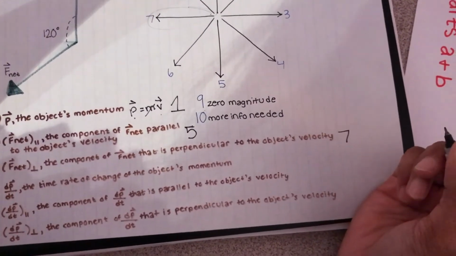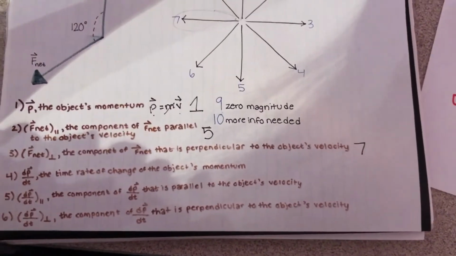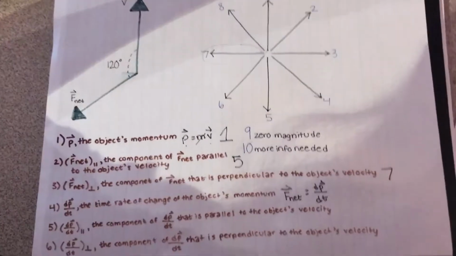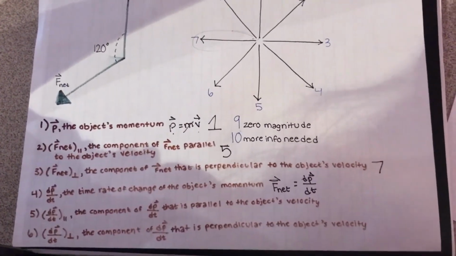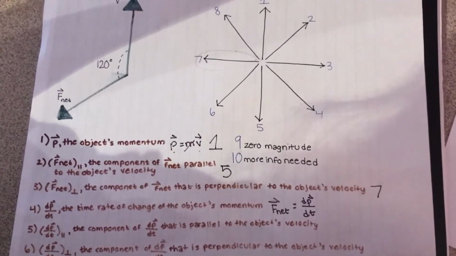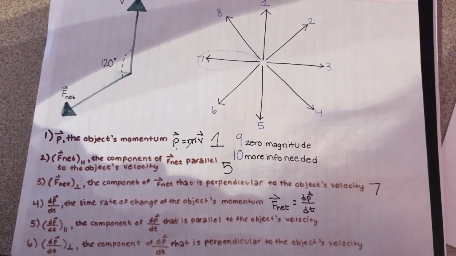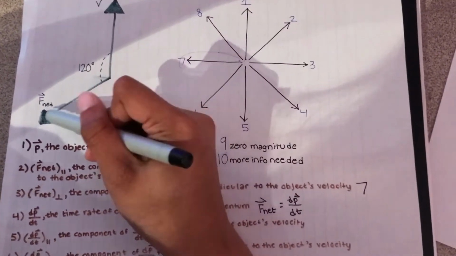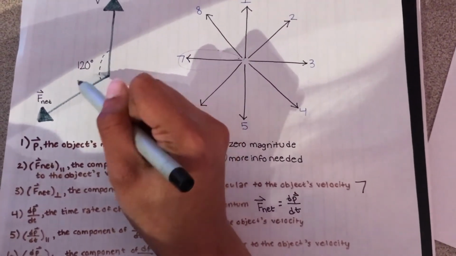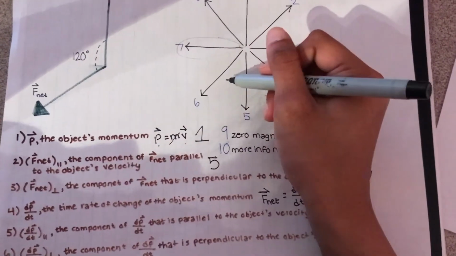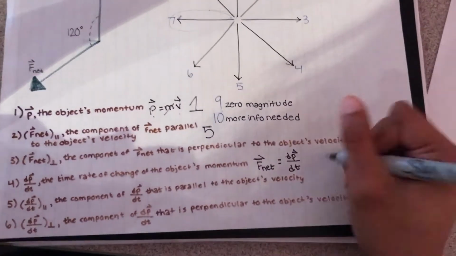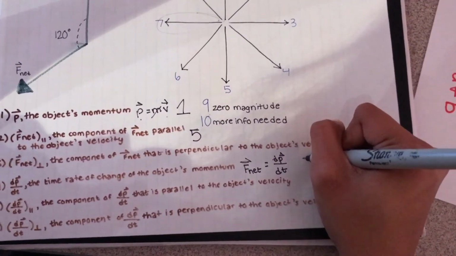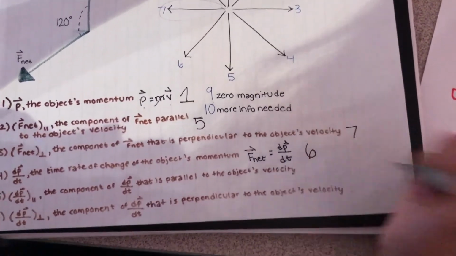And then number 4 is asking for the time rate of change of the object's momentum. For number 4, we know that the net force is equal to dp over dt, the change in momentum over time, and we are given that the net force is pointing the leftwards down direction, which is number 6. So the answer to number 4 would also be the arrow pointing in the same direction as the net force, which is number 6.